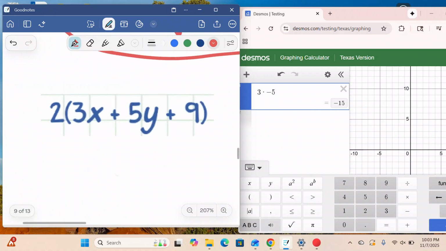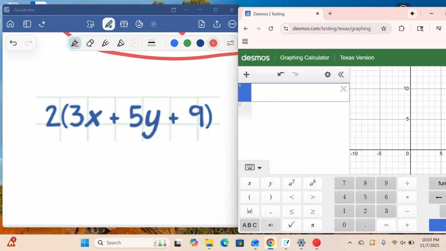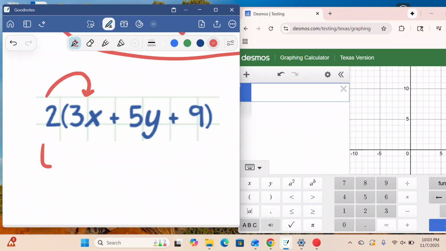We're going to look at this one. We're going to do distributive property 3 times. I'm going to keep Desmos handy in case I need it. So I'm going to distribute here. And I go, what is 2 times 3x? 2 times 3x is 6x. Then I'm going to distribute here.